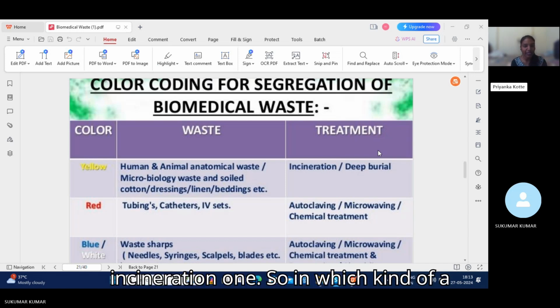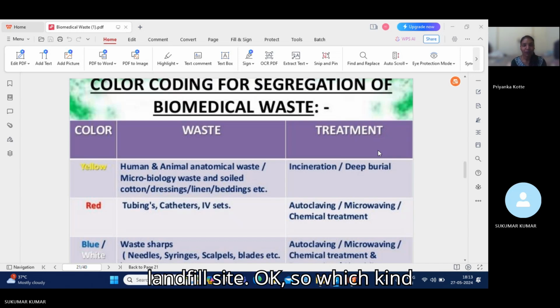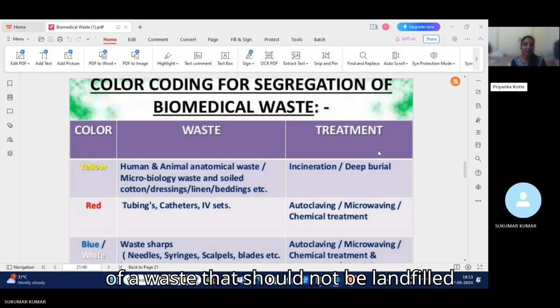In which kind of waste is this method usually used? It is used for waste that cannot be reused, recycled, or disposed of in a landfill site. So waste which should not be landfilled, should not be reused and should not be recycled undergoes the incineration process. A simple way to remember is that it is an oxidation process which makes organic substances into inorganic.